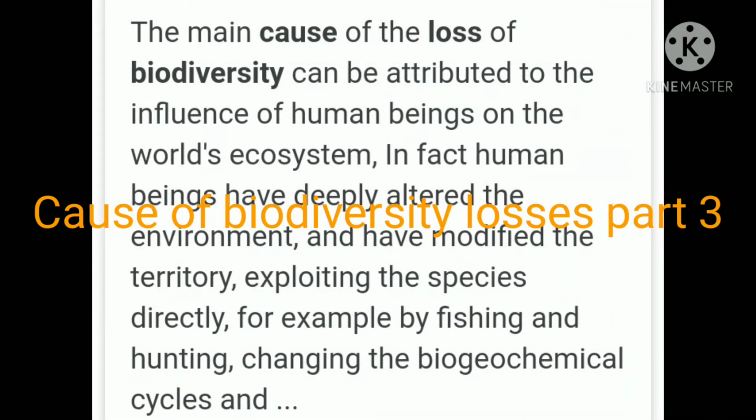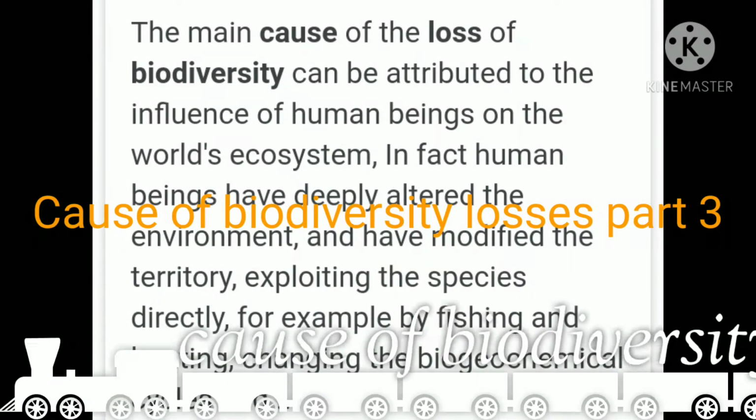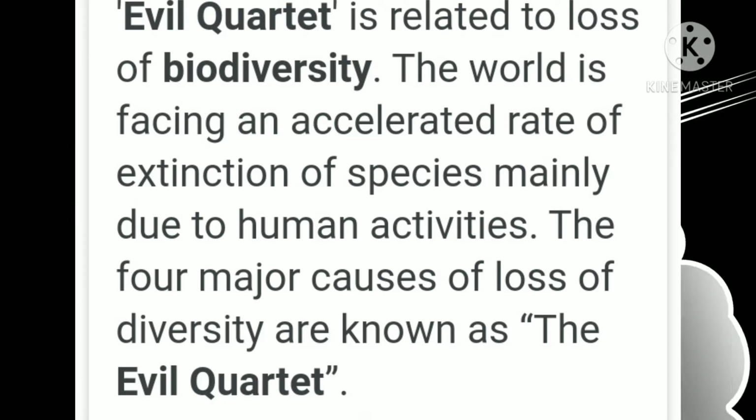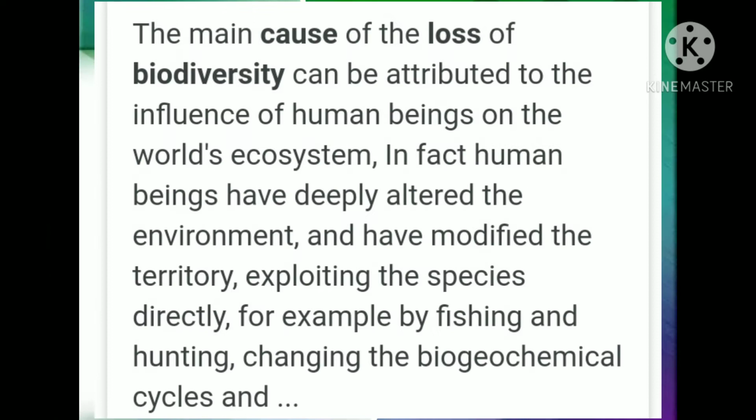Now I'm talking about causes of biodiversity loss. They are also named the evil quartet. These are mainly four. Number one, habitat loss and fragmentation. Number two, alien species invasion. Number three, coextinction. Number four, over-exploitation. So now I'm talking about habitat loss and fragmentation.